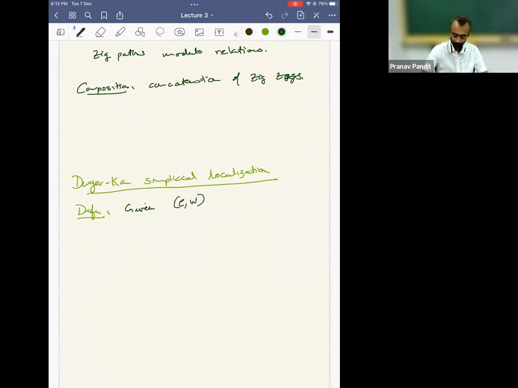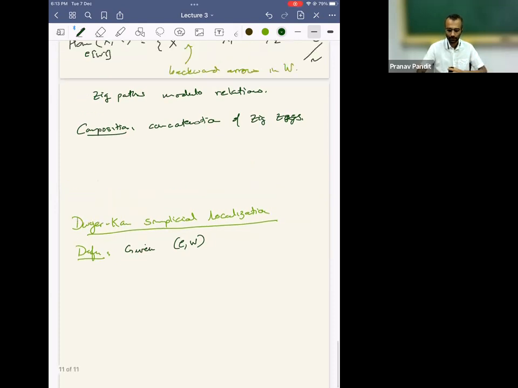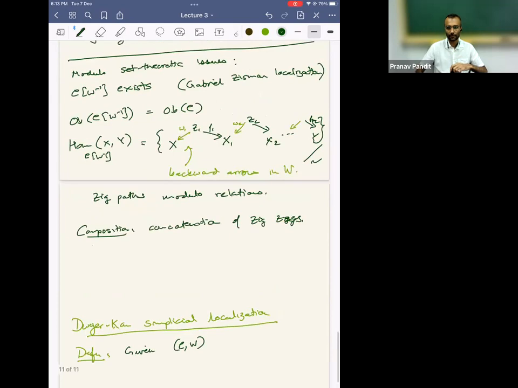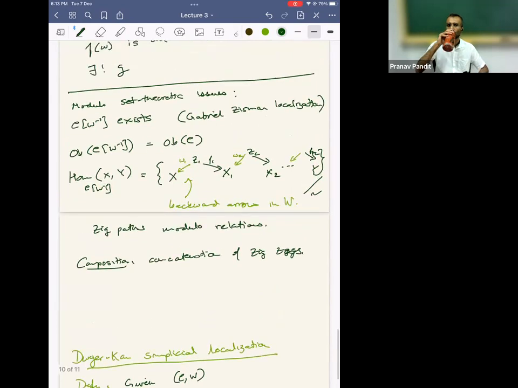Can I ask one? Yeah, please go ahead. Yes, in this formula, we get X1 and Z1, all these objects. Do these objects come from W or come from objects of C? They come from C. They can be any objects of C. Okay, but then W1 is a morphism in W, right? Right. Okay, so X and Z1 should be objects of W.